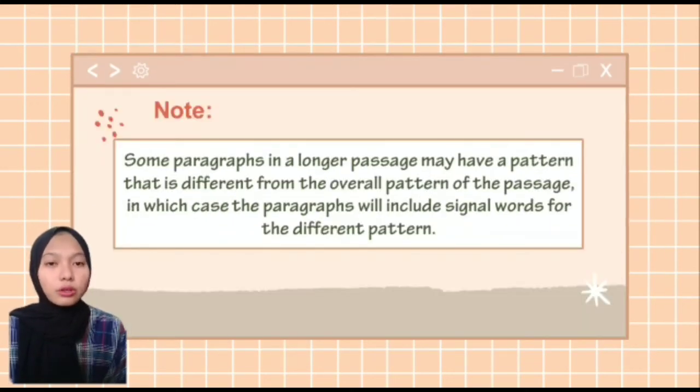So, there is a note for all of us. Some paragraphs in a longer passage may have a pattern that is different from the overall pattern of the passage, in which case the paragraphs will include signal words for the different pattern. In long, complex passages, different readers may interpret the thesis statement in slightly different ways. This can lead to their finding different overall patterns, especially when the writer does not use many obvious signal words. Thus, in some of the following exercises, there may be more than one possible answer about the pattern.